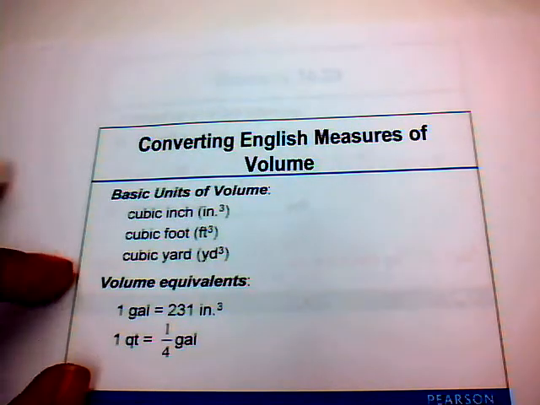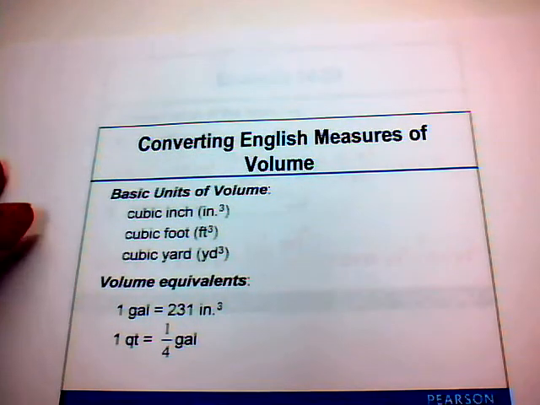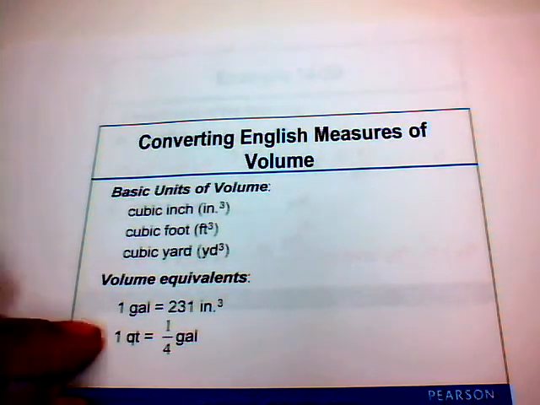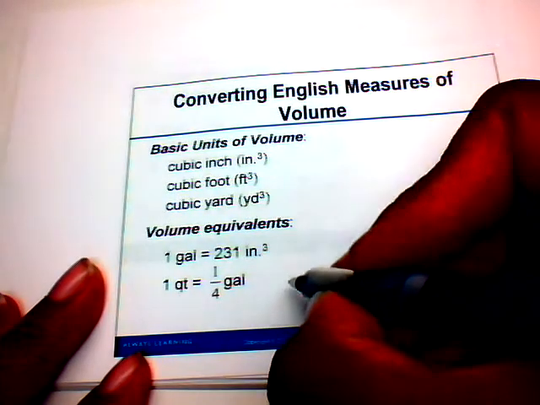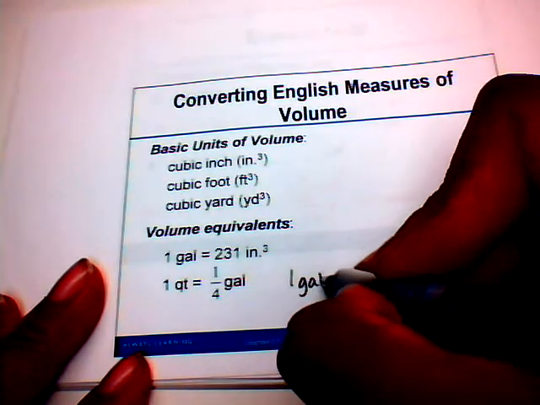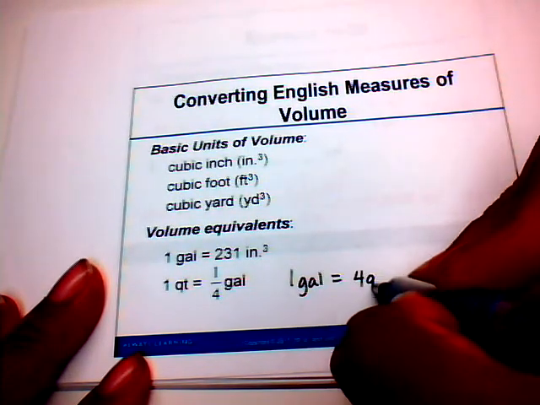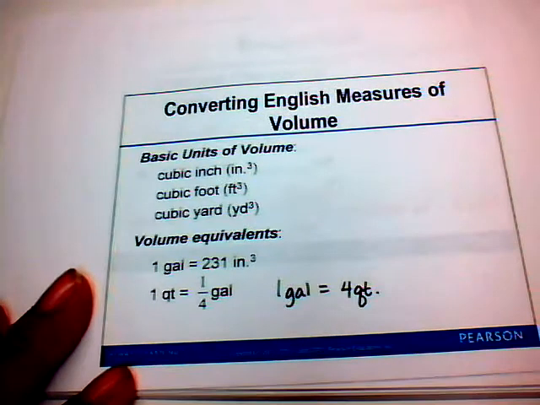And there are some equivalents using the English measures of volume. A gallon is equal to 231 cubic inches, and 1 quart is equal to 1/4 of a gallon. Or you can think of this: 1 gallon is equivalent to 4 quarts. You're probably already familiar with that one. So I'll go ahead and write this in. 1 gallon is equivalent to 4 quarts.